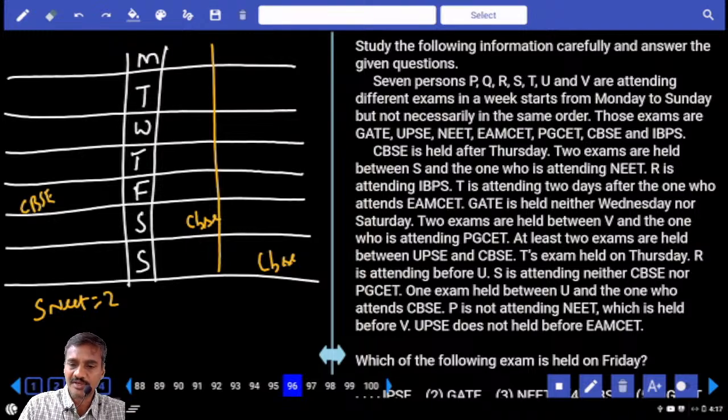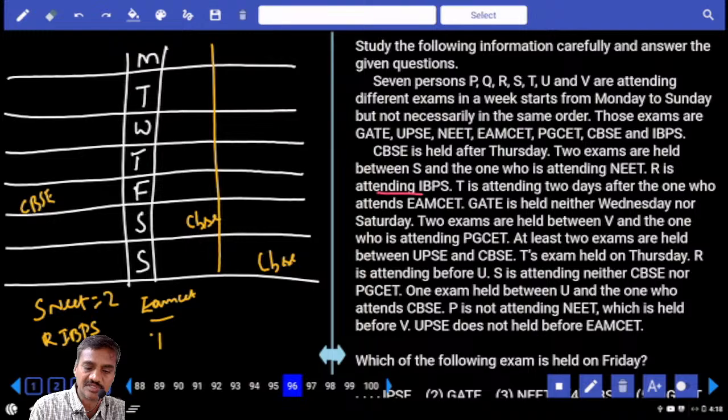And R is attending IBPS. R is attending IBPS. And T is attending 2 days after the MSET. Now T is attending 2 days after this MSET. And GATE is neither held Wednesday nor Saturday. Now GATE cannot be on Wednesday and Saturday.